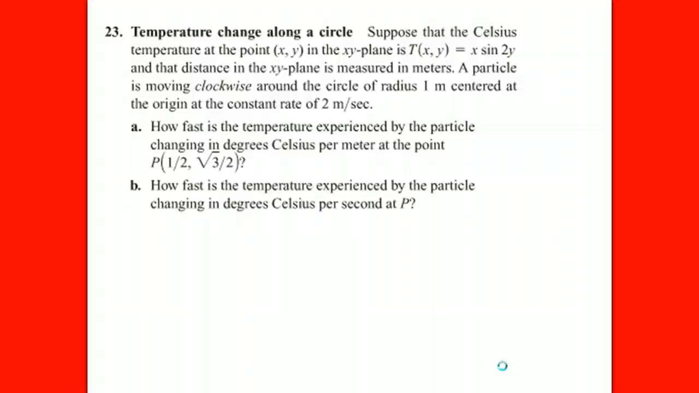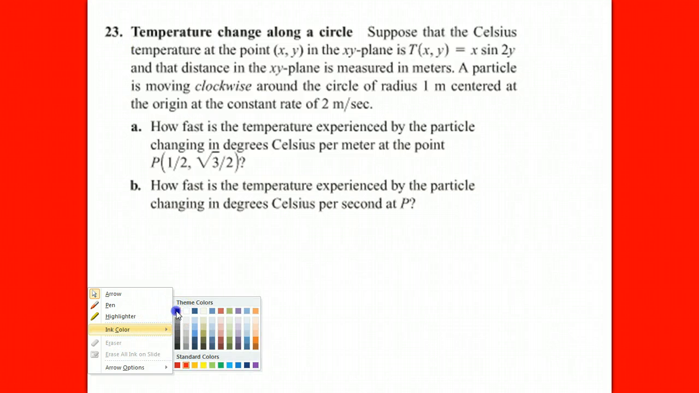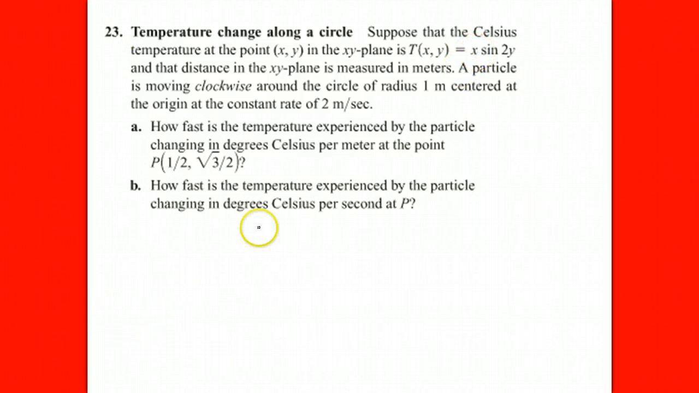This is like a related rates kind of question where I want to know how fast the temperature is changing with time. But temperature is changing based on how x and y are changing. So I want to take the derivative of temperature, which will involve the chain rule. It will involve taking the partial derivative of temperature with respect to x and multiplying by dx/dt, and then taking the partial derivative with respect to y and multiplying by dy/dt.